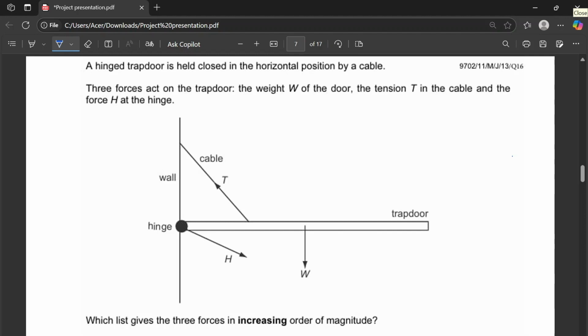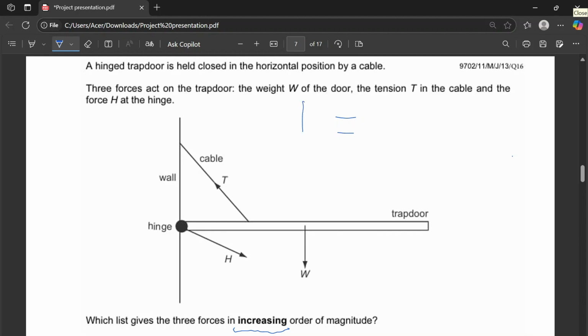So let's start. As you can see, there are three forces acting on the trapdoor: the weight, the tension, and the force H. Which list gives the three forces in increasing order? So we need to find the increasing order of the magnitude. First of all, we have to know the principle of moments: the clockwise moments are equal to the anti-clockwise moments. So let's find which are the anti-clockwise moments and which are the clockwise moments.